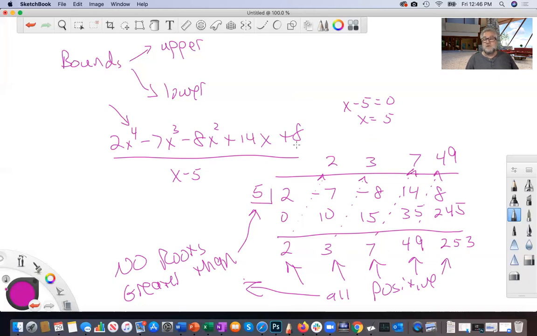We should not bother to test 8, because when these come out positive, that tells me this number is an upper bound, and there's nothing above that that's going to help us. Okay? So make a note. When all the answers to the synthetic division are positive, this number is too big, and there's no numbers above it that will work. Okay? All positive, upper bounds. So for the upper bound, all positive answers.